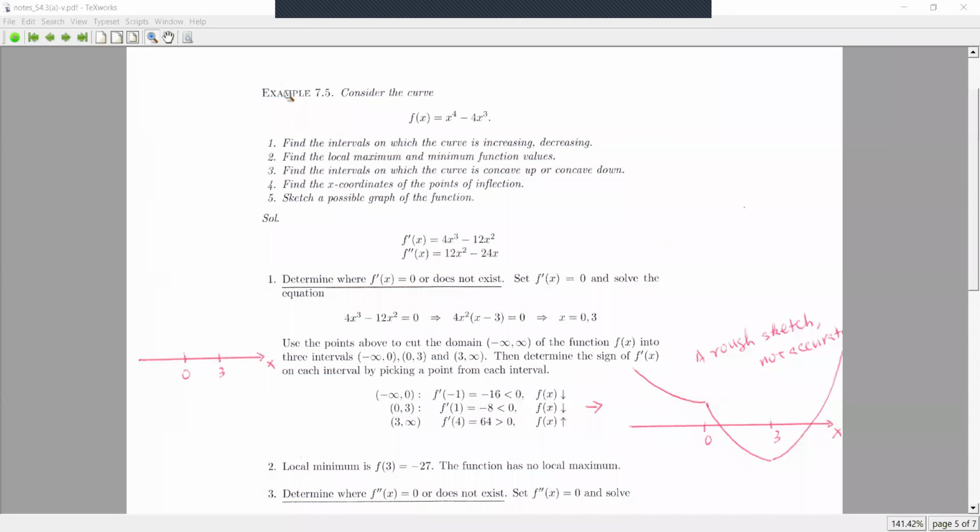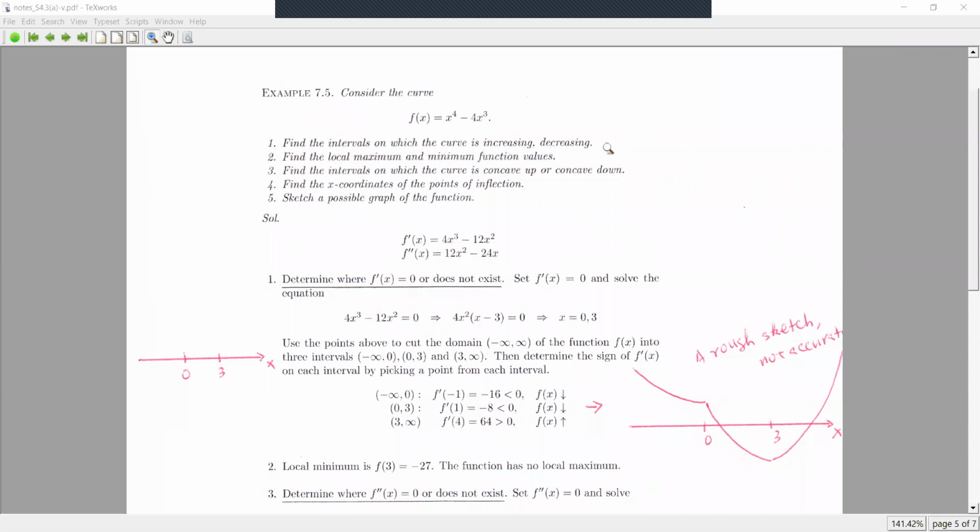The third example. This example has 5 questions. Let's answer the questions one by one. Consider the curve given by this function. The first question: find the intervals on which the curve is increasing, decreasing.